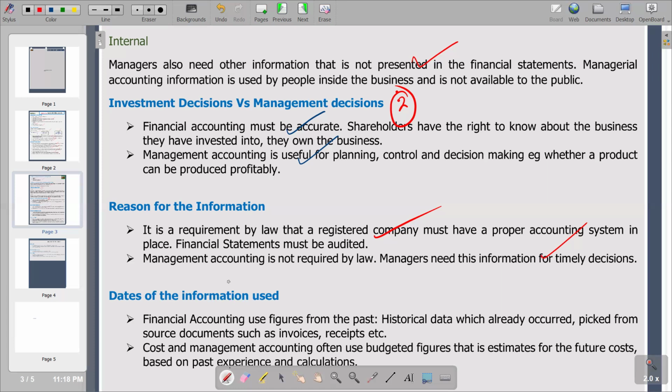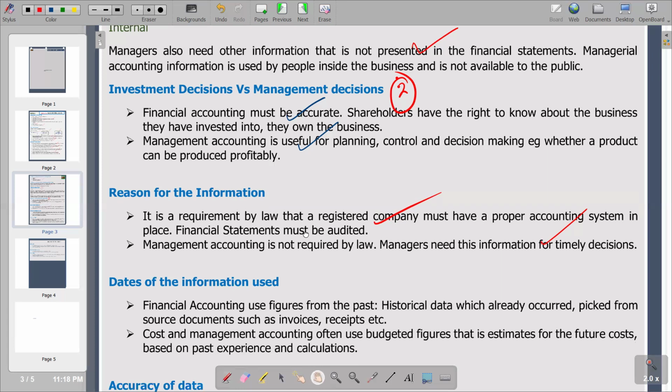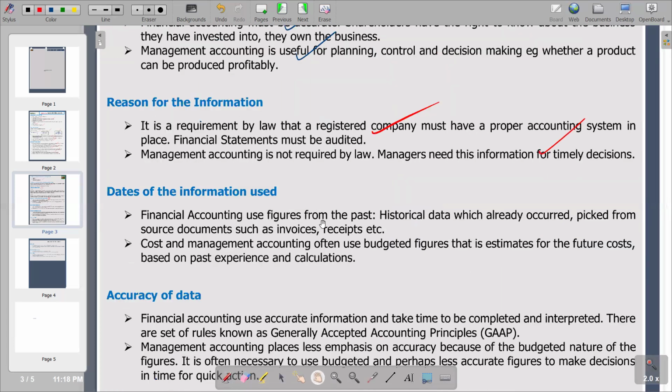Then we've got dates of the information used. On dates of the information used, financial accounting uses figures from the past, which is exactly as we are trying to explain. That is historical data, which already occurred, picked from source documents such as invoices and receipts. Remember, source documents are where the accounting cycle starts. Management accounting often uses budgeted figures, that is estimates for the future costs based on past experience and calculations. So, although the information is based on past experience, it's information that is relevant for the future. That is what is important, which is different from financial accounting. It's information that is relevant for the past.